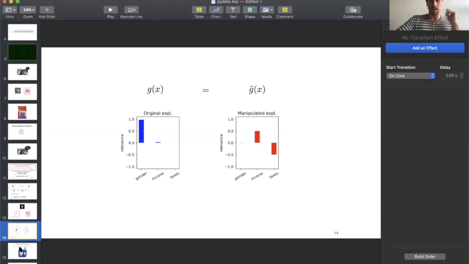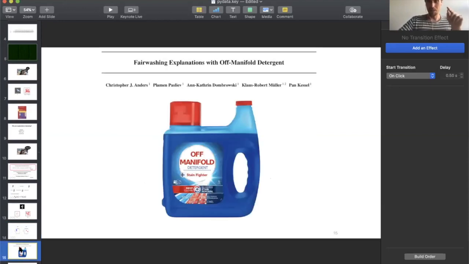Okay, so I just wanted to comment because I have this funny title, right? Fair washing explanations with off-manifold detergent. That was the name of the paper that we put out. So hopefully you have understood the first part of this title now, fair washing explanations. That's because the original strategy was not fair, and then you can fair wash it such that the explanation gives the appearance as if the underlying strategy was fair. That's basically why we called it fair washing explanations.